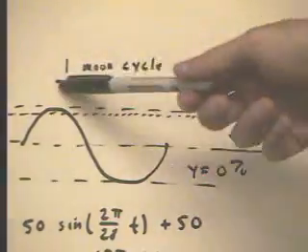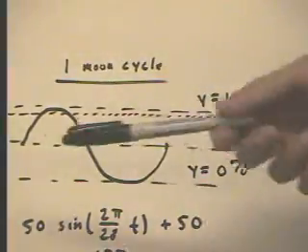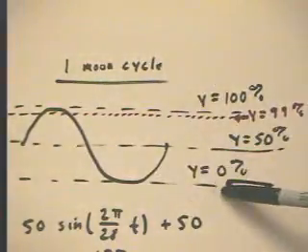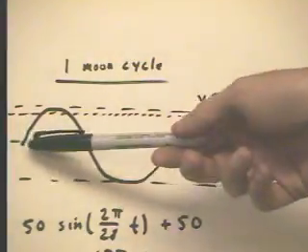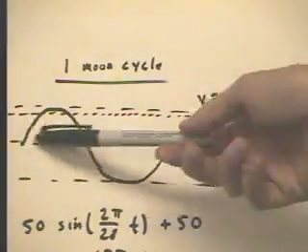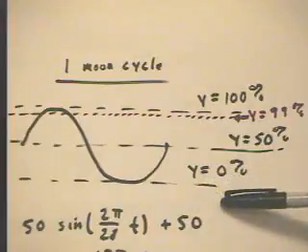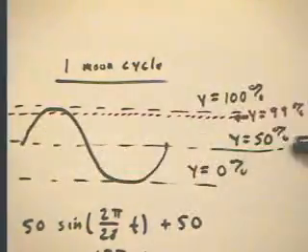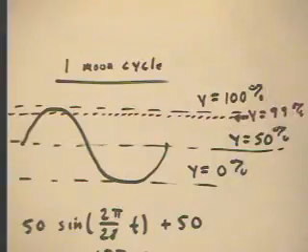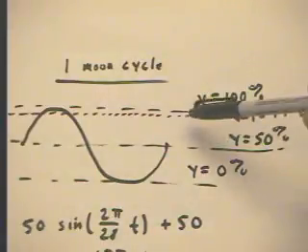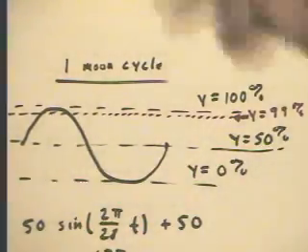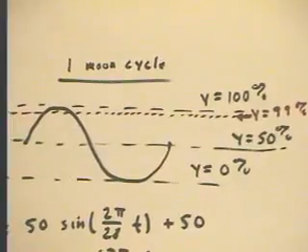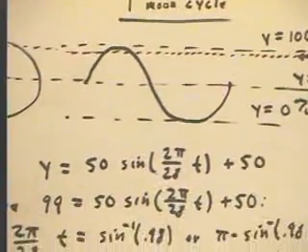Here we see a graph of one moon cycle where the fullness of the moon goes from 0% to 100%. The midpoint is 50% full. The moon goes from 0% to 100% with a midpoint percentage of 50%. We're asking the question, for how long is the moon 99% full? What's the window of 99% fullness of the moon in a typical cycle?